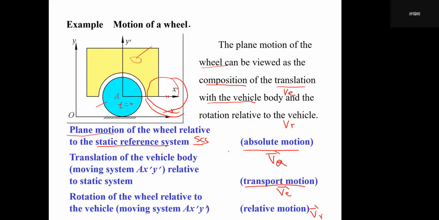So it tells us that we can use this principle about VA equals VE plus VR to study complicated plane motion. If you totally understand what we have learned from chapter 8, you will find actually chapter 9 is very easy to study, right? So let's move on.